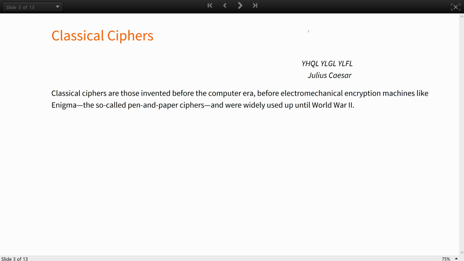Cryptography is an advanced field that involves math, informatics, probability theory, and even physics in modern times. So it's an interesting feeling to recall the time when cryptography was an art performed by hand, known to few. Classical ciphers are those invented before the computer era, before electromechanical encryption machines like Enigma, the so-called pen and paper ciphers, and were widely used up until World War II.